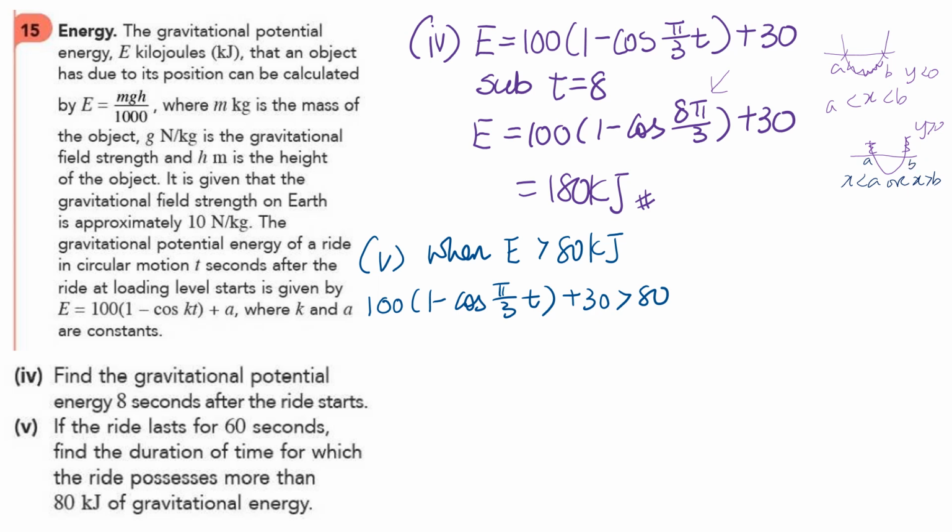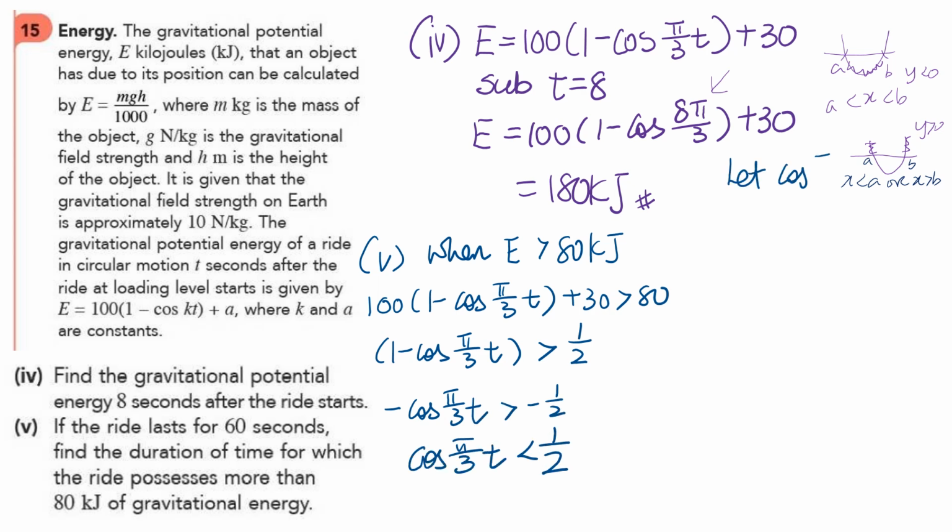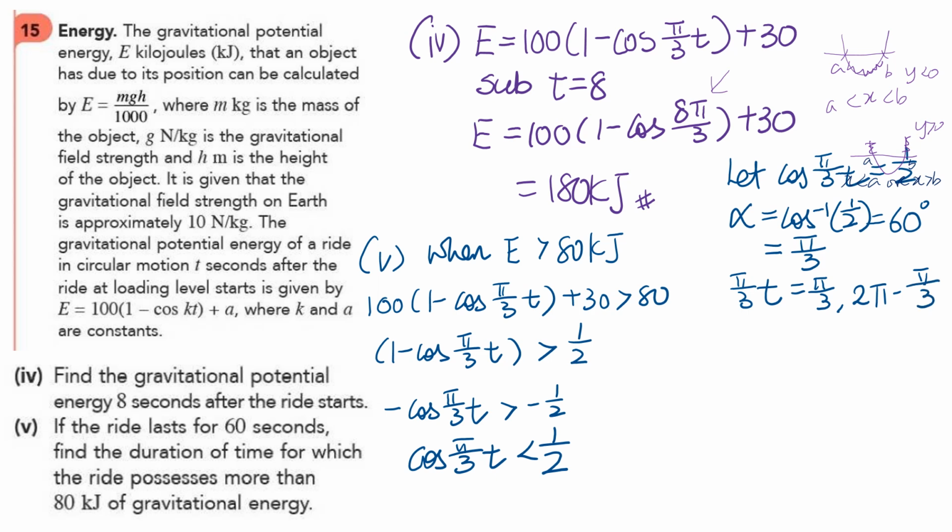Okay, so what do we need to do? Basically simplify it, right? So we are going to solve this as an equation first. So we're going to let 1 minus cos pi over 3 t equals to half. We solve it as an equation first. Find the reference angle, which gives you 60 degrees, pi over 3. So for cosine to be positive, you have to come from the first and the fourth quadrants. The first quadrant is just alpha itself. The fourth quadrant is 2 pi minus alpha. So there are two particular timings that you need to take note of, 1 and 5.